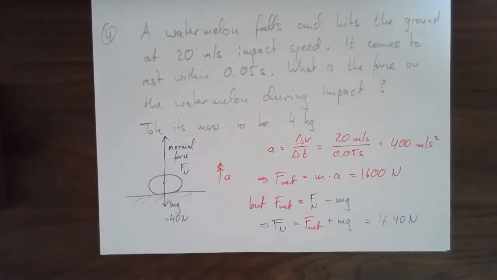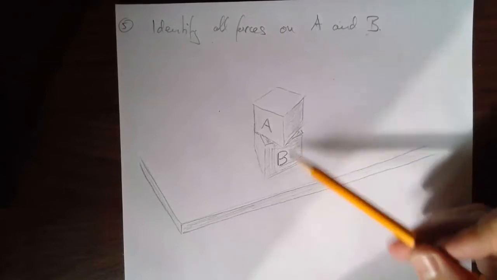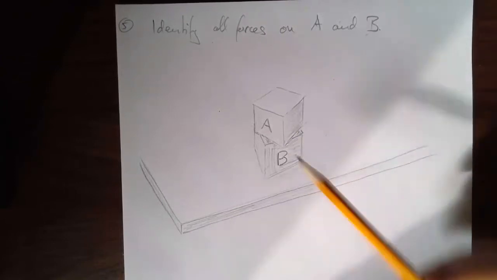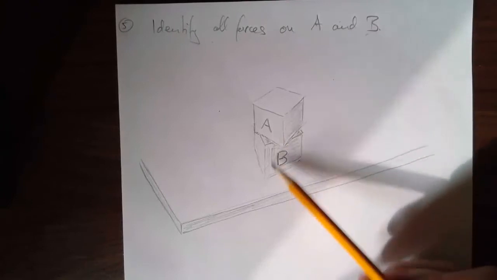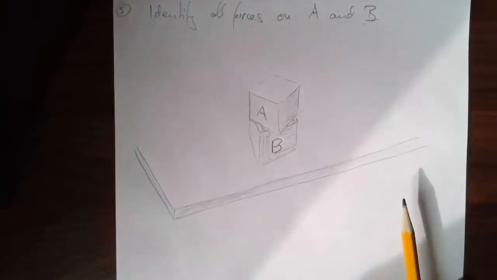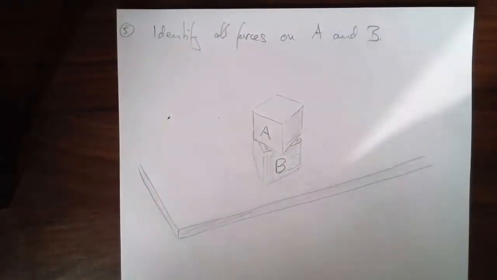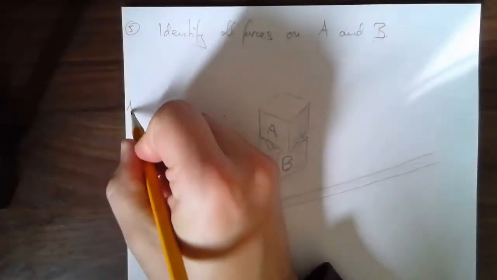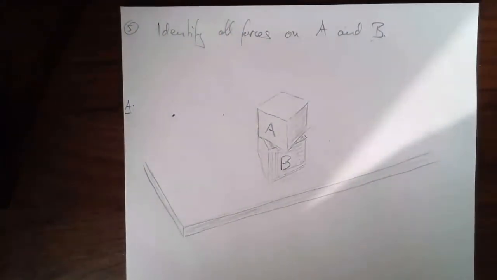Okay, one last example. Here's the situation I'm going to look at. So I imagine I've got two blocks called A and B, and they're sort of stacked on top of each other on a table. I want to know, well, what are all the forces acting here? So we've got two objects, so for each one we're going to draw a separate free body diagram. Maybe I'll draw the A one over here and the B one over there. So for A, what do we have? Well, A has a weight, right?